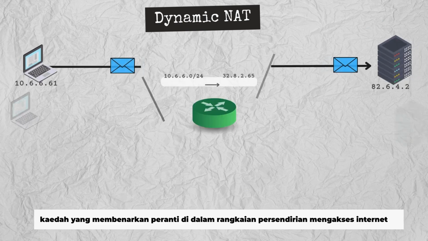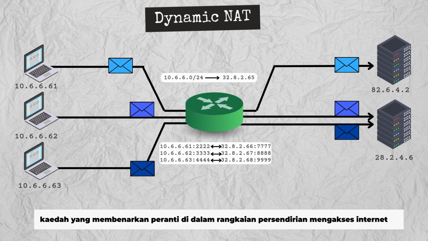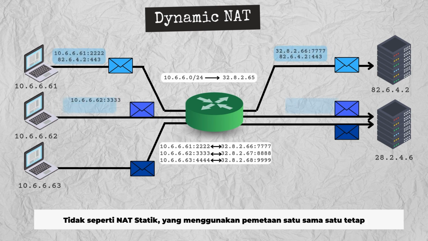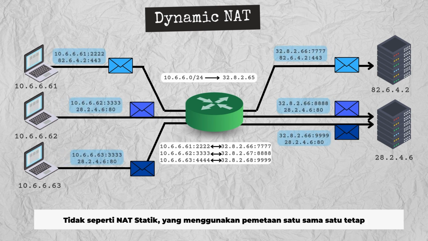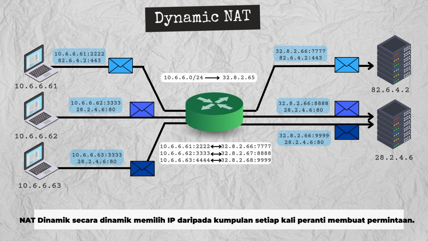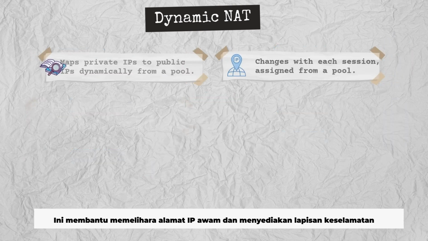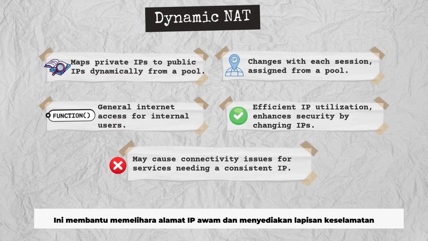Dynamic NAT is a method that allows devices inside a private network to access the internet by temporarily assigning them a public IP address from a pool of available addresses. Unlike static NAT, which uses fixed one-to-one mapping, Dynamic NAT dynamically selects an IP from the pool each time a device makes a request. This helps conserve public IP addresses and provides an extra layer of security by preventing direct external access to the internal device.